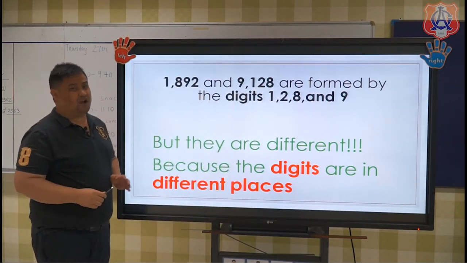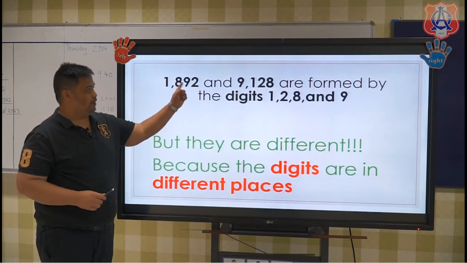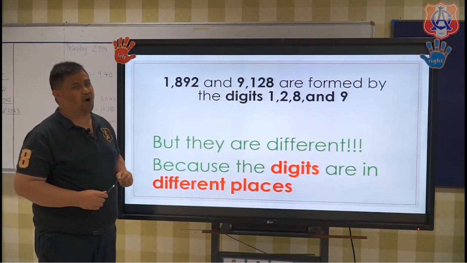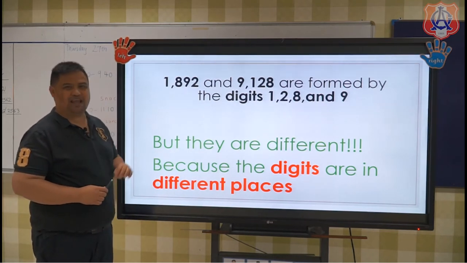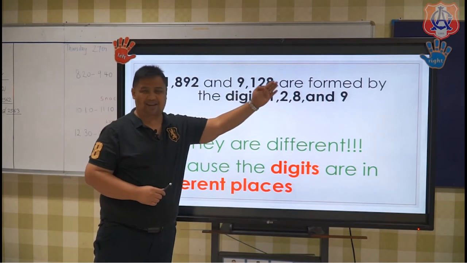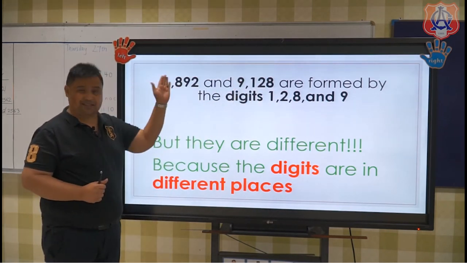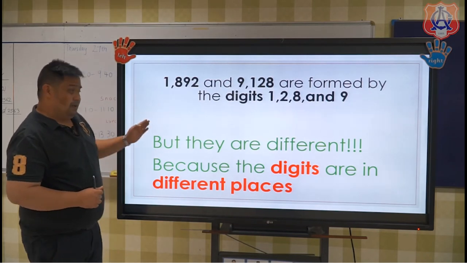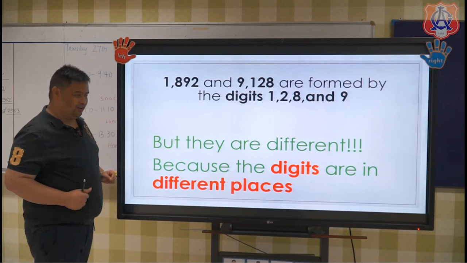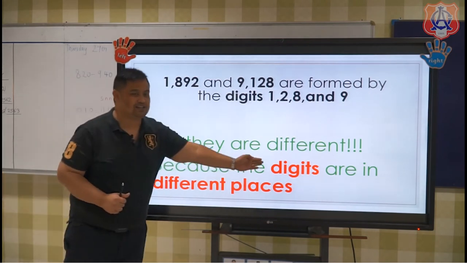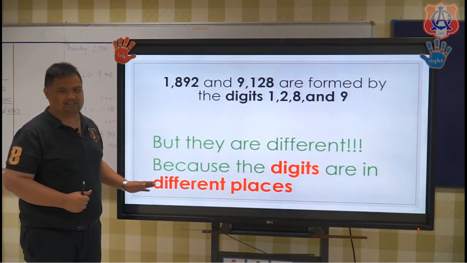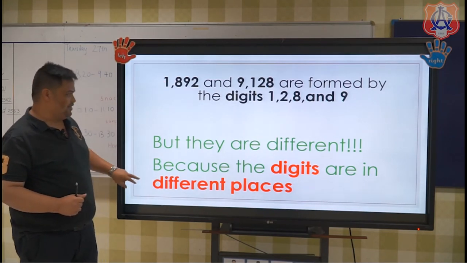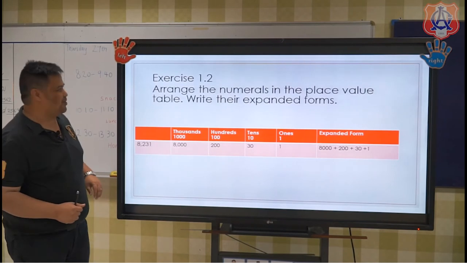They have the same number of digits. There are 4. However, their values are different. Although they have the same numbers, 1, 2, 8, and 9, the way they were placed gives us a different value. They are different. We know that already because the digits are in different places. Let's try to learn it once more.